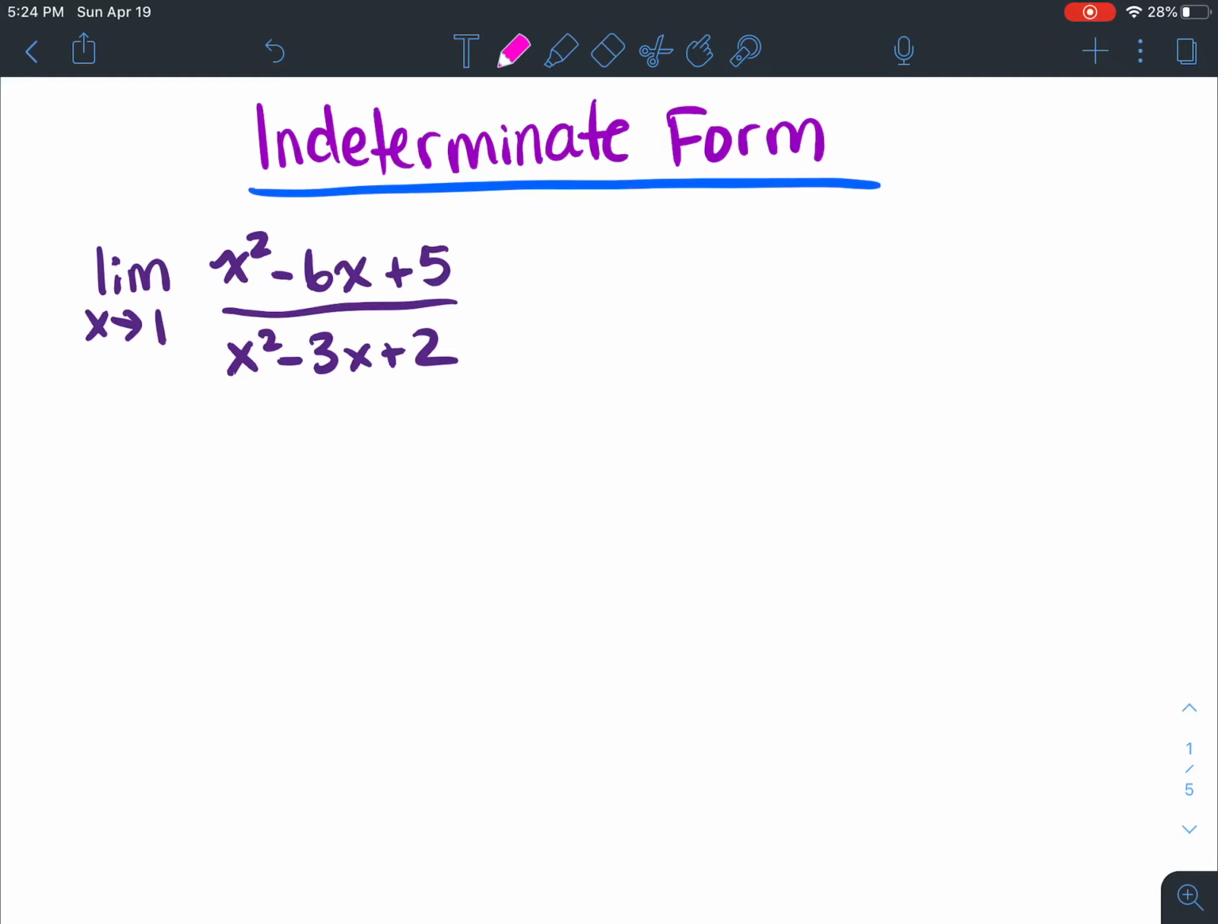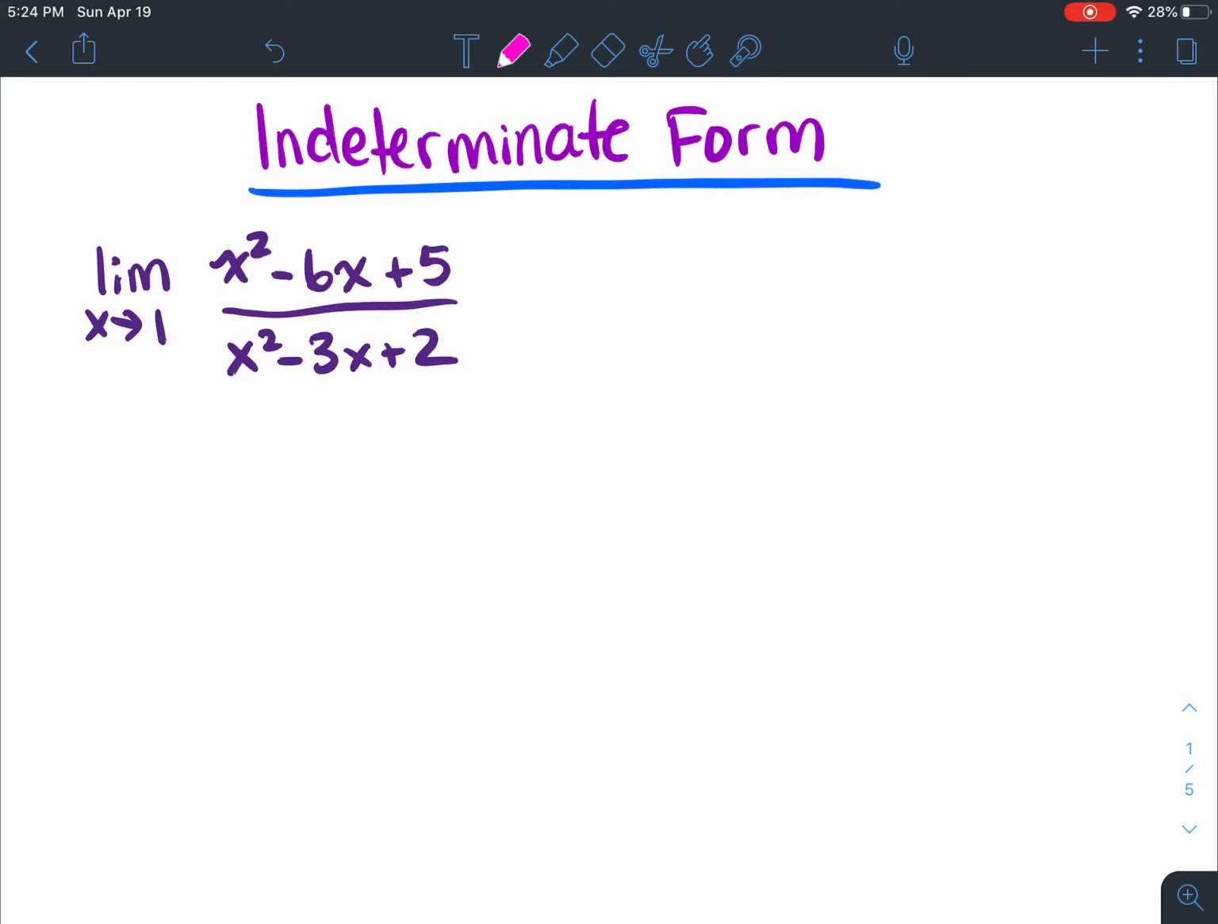Okay, if we subbed in 1 into all the x's, let's check out the denominator. We would get 1 squared minus 3 times 1 plus 2. It would equal 0. So if we sub in 1, we'll actually get 0 over 0. Not good.